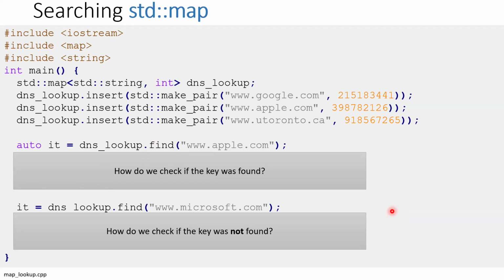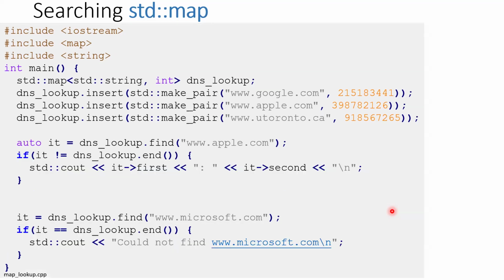So the find function will return the iterator to wherever the value is when it's found. When it's not found, the find function will return dns_lookup.end. So we check whether it equals dns_lookup.end, and if it is found, we can dereference it using the same syntax as pointers. And if it's equal to dns_lookup.end, it's not found.